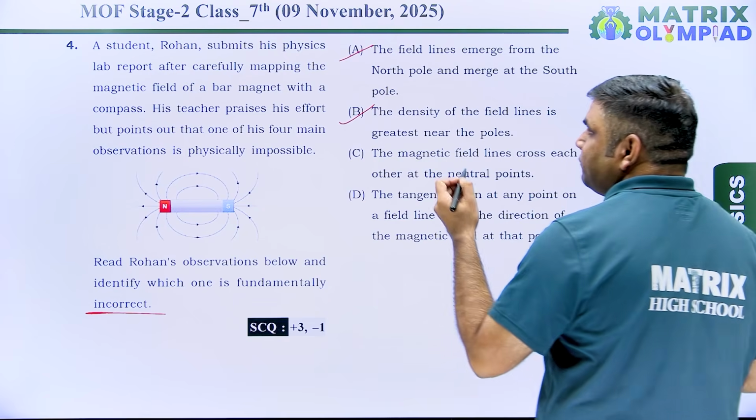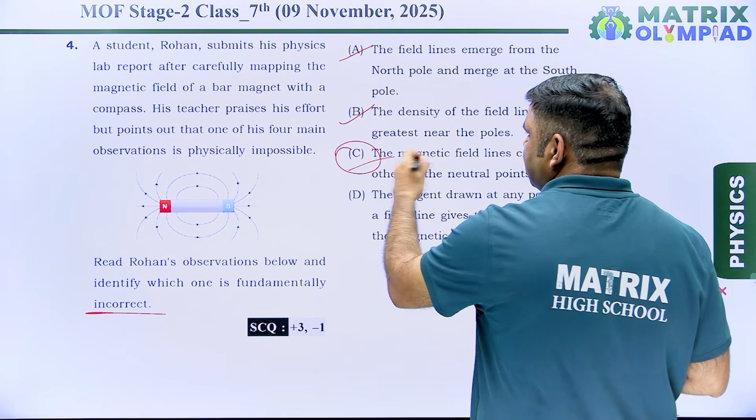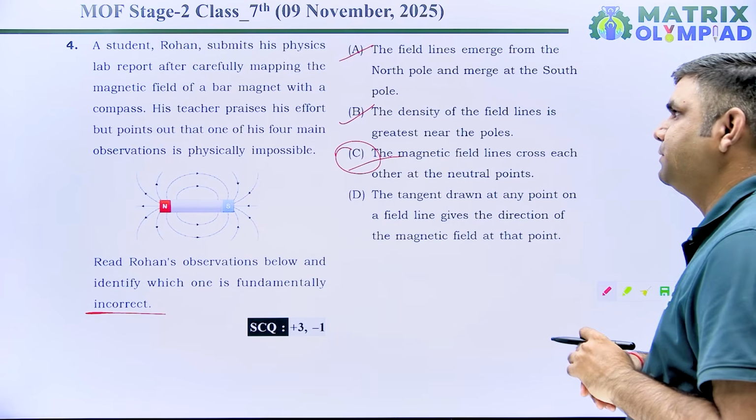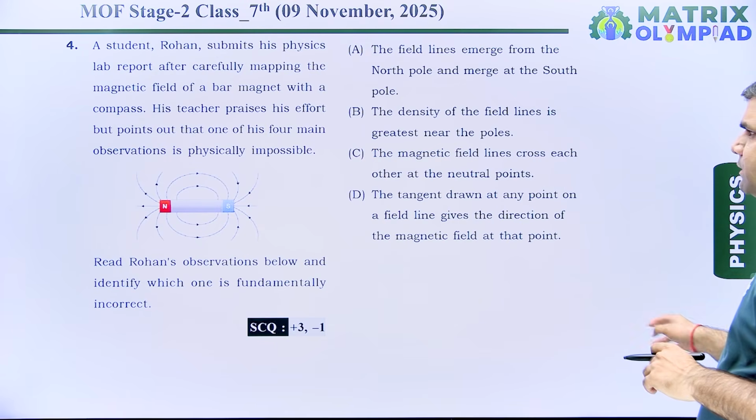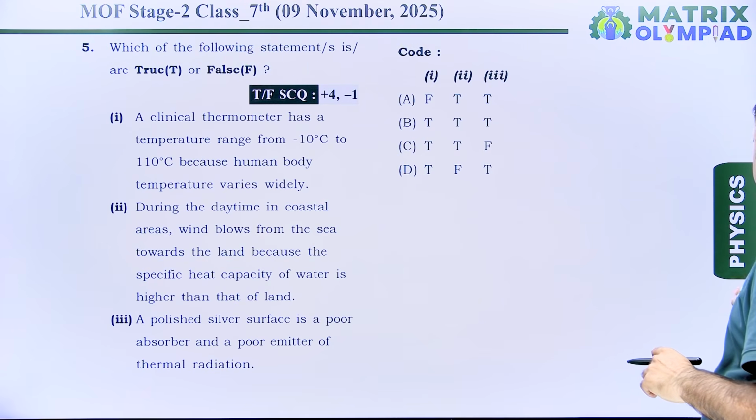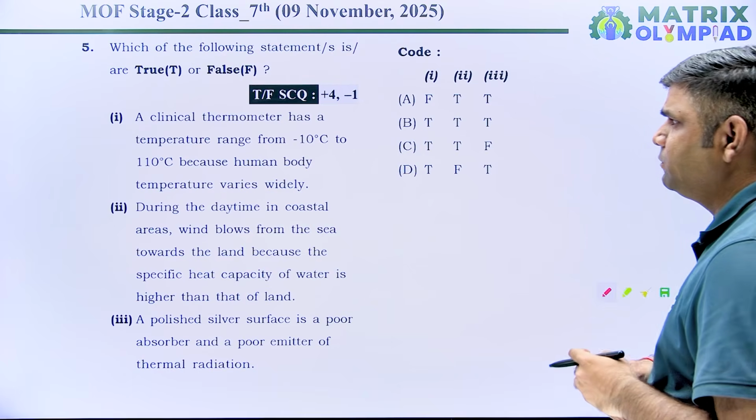So our correct answer for question number 4 is option number C. This is the incorrect option. Let's move to the next question, that is question number 5. Question number 5 is based on true and false.